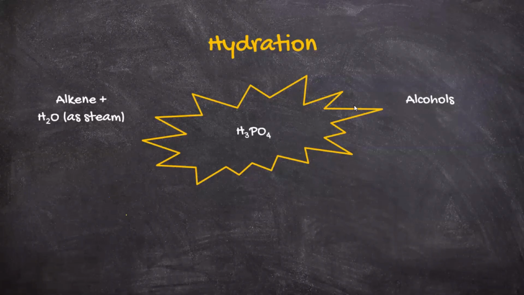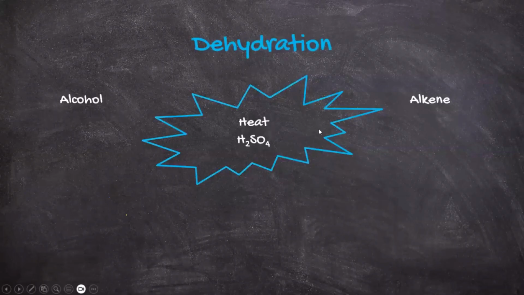Let's see. How's the chat? Gonna quickly move on so we can get to a question. Dehydration, it's the exact opposite process. We're going from an alcohol, we're taking off an H and we're taking off an OH, and we're going to get back to being an alkene. This also needs heat, and it also needs an acid, but it is a different acid. It's H2SO4, sulfuric acid. S stands for sulfur, so it's sulfuric acid.